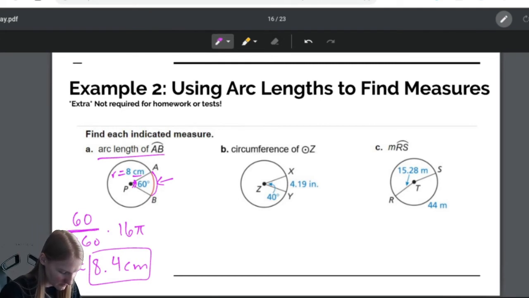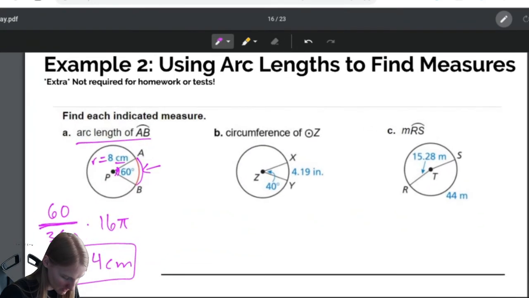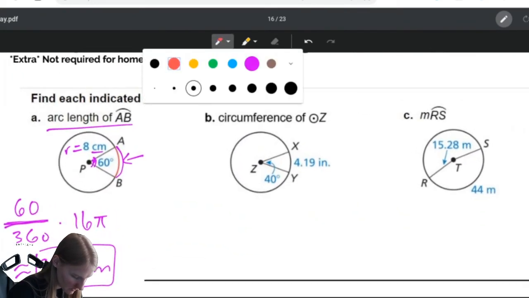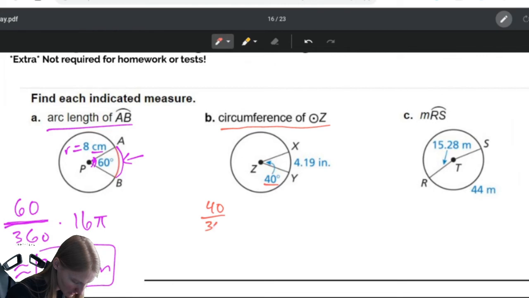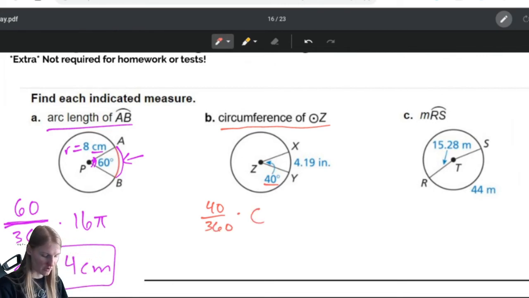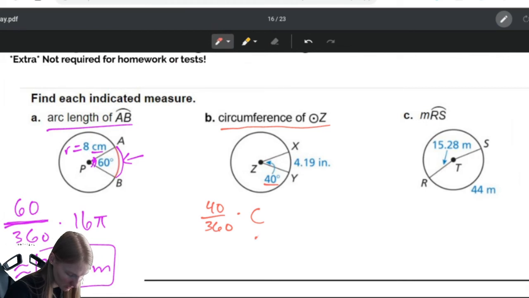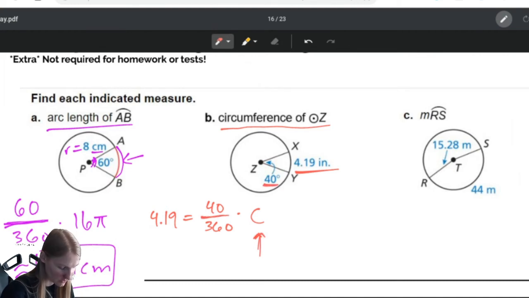Okay, we're going to need more space for some of these. Let's get a closer look. Different color. Now we're finding the circumference of the circle. I'm still going to take the 40 over 360 times the circumference. So this is the piece that I want to look for, and I know my arc length. So 4.19 equals my 40 degrees out of the total 360 degrees times the circumference. And I want to find the circumference. That's nice and easy.